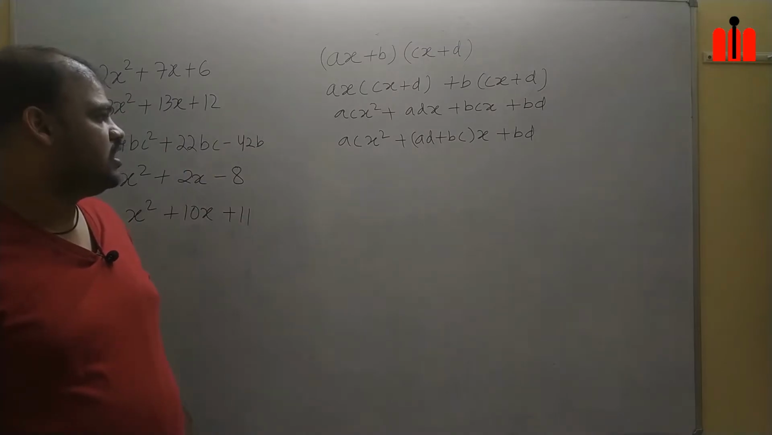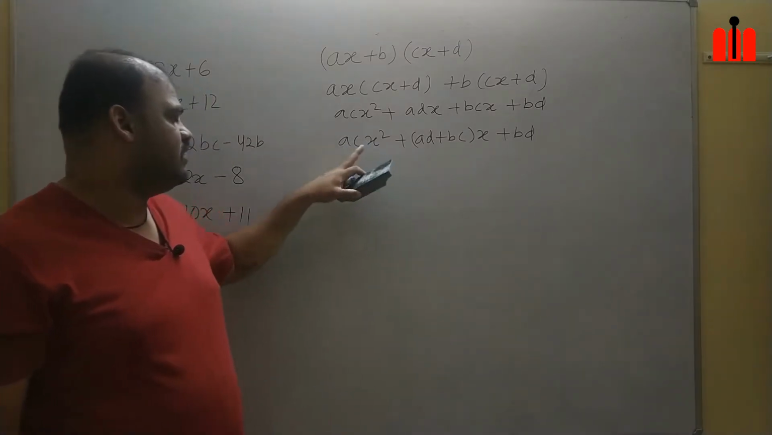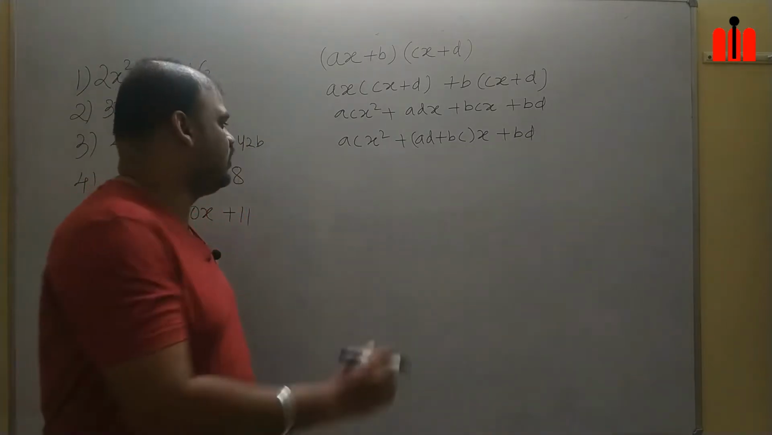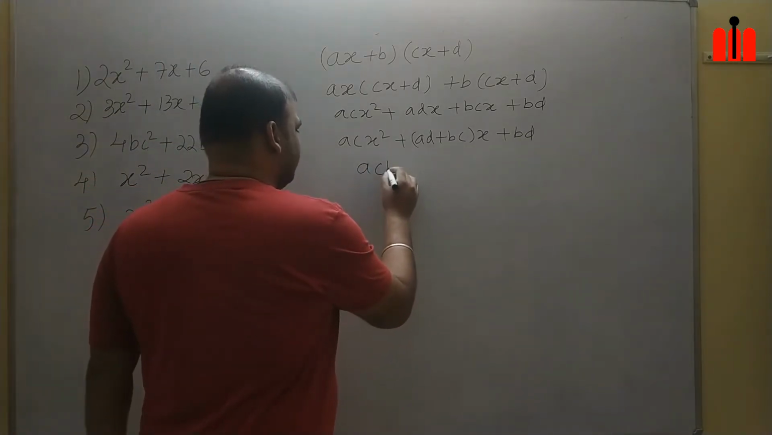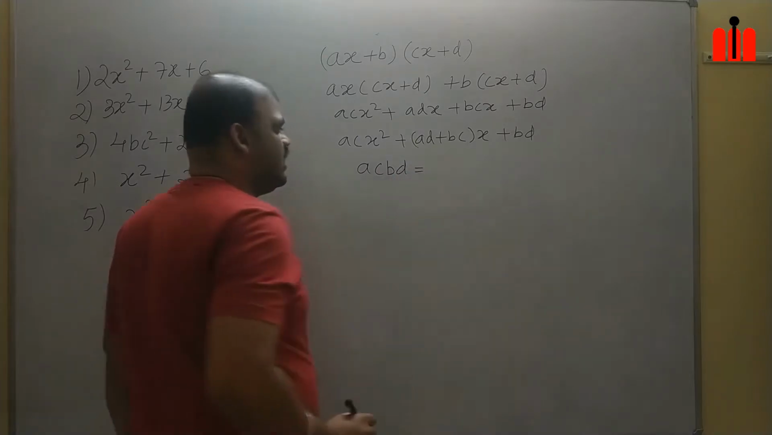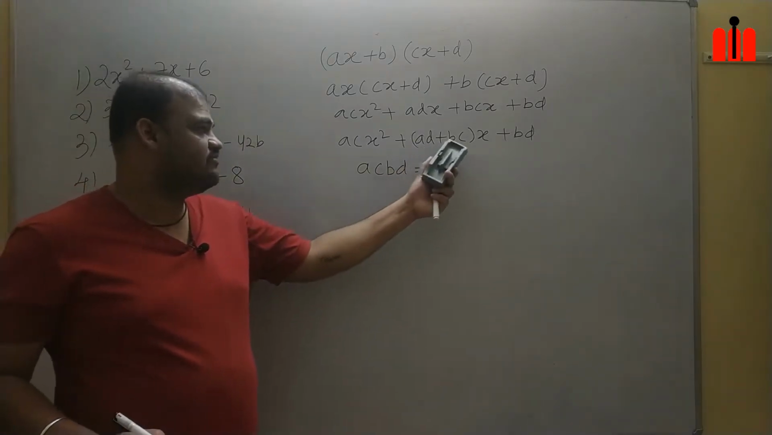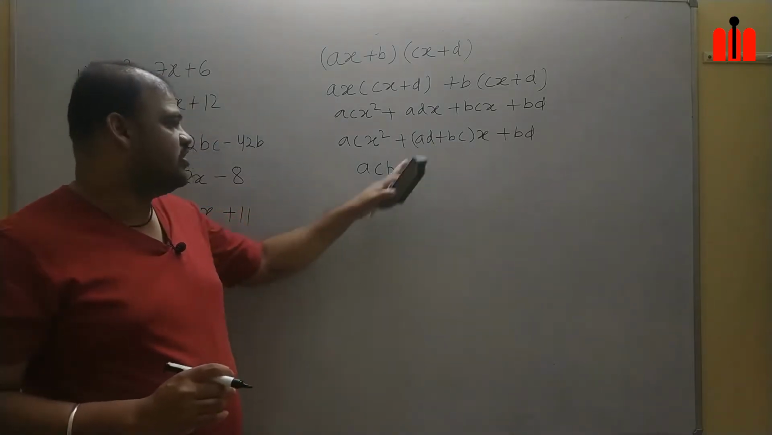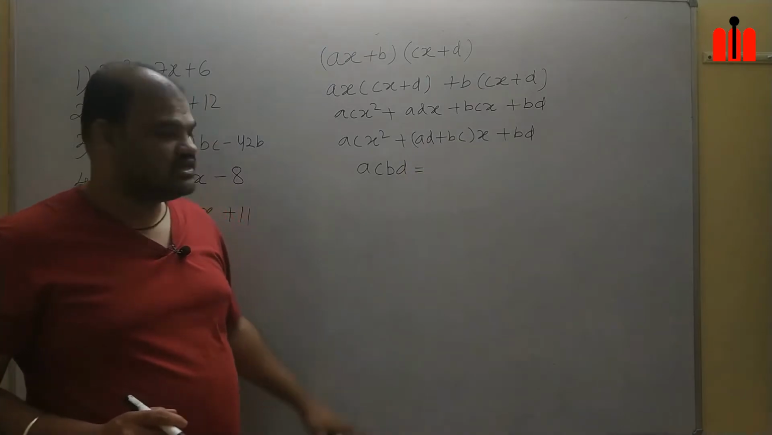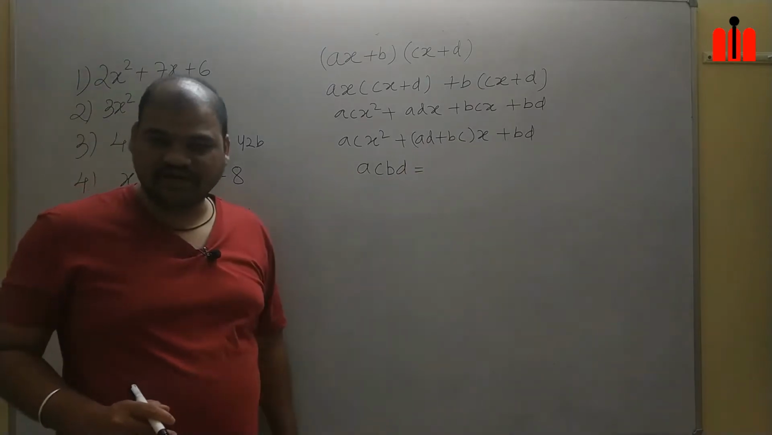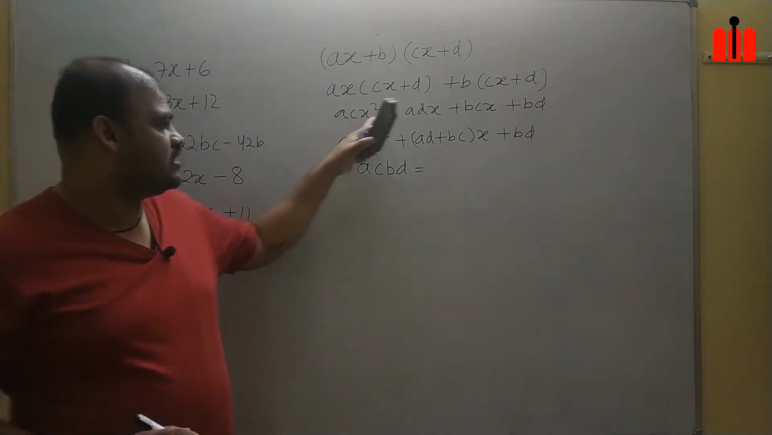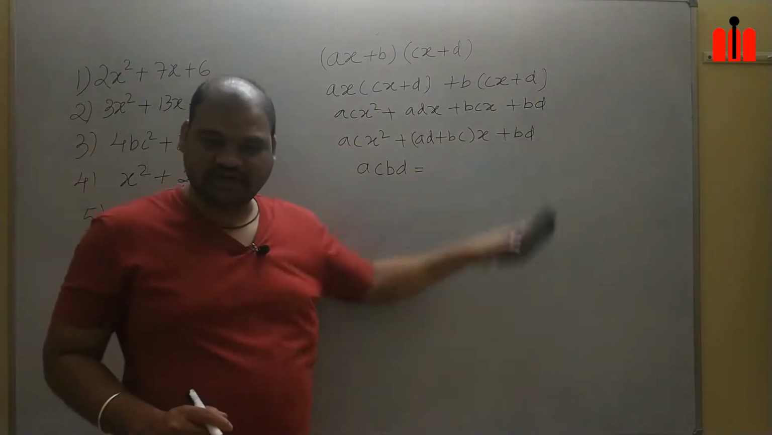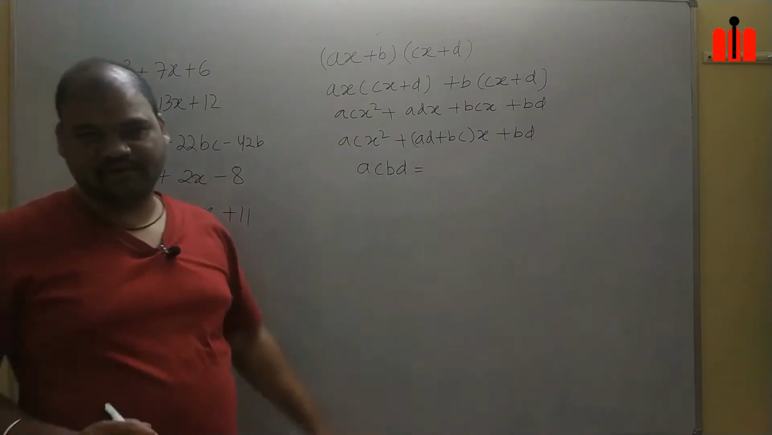Now here we can see that if we multiply the coefficient of x square with the constant term, we are going to get acbd, which is nothing but the product of the split terms. If you multiply ad into bc, at that time also you will get acbd, and when multiplying the coefficient of x square and the constant term, you also get acbd.